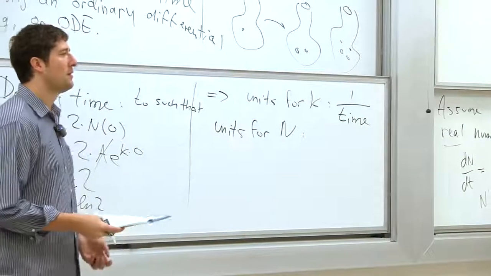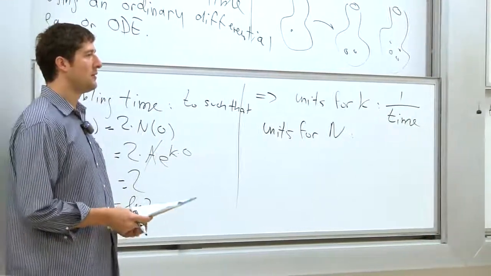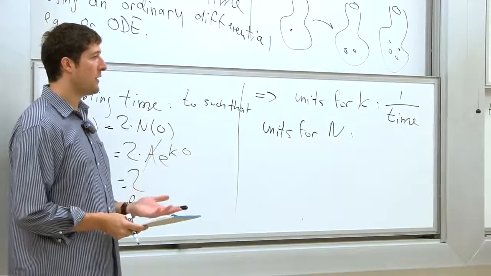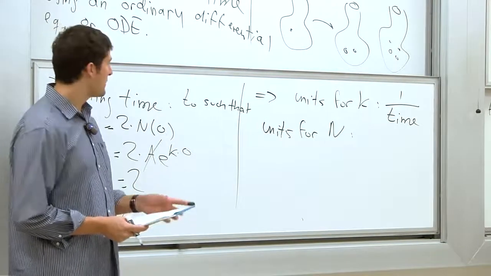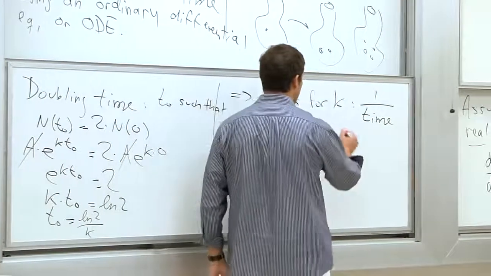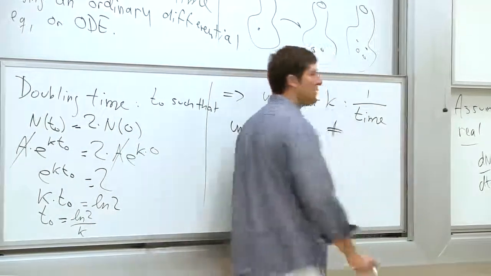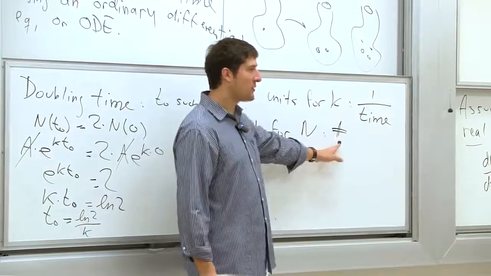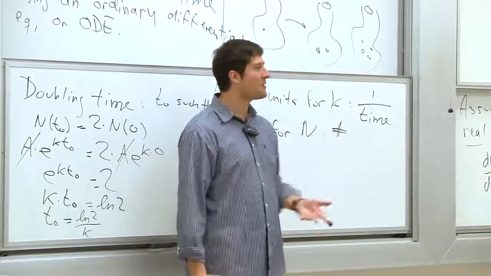What do you think? N is the population, right? Bacteria. Exactly. Could be the number of bacteria. Believe it or not, that's a unit. It's kind of a weird unit, right? We're not used to thinking about number as a unit.